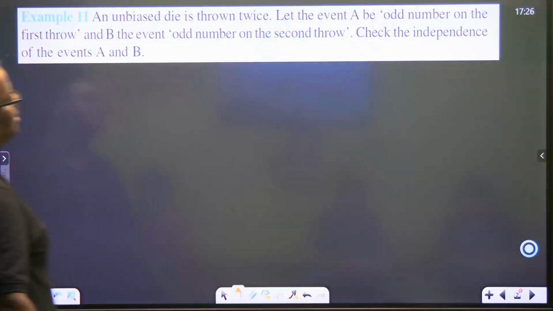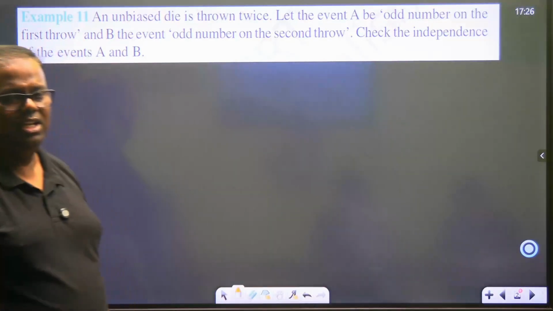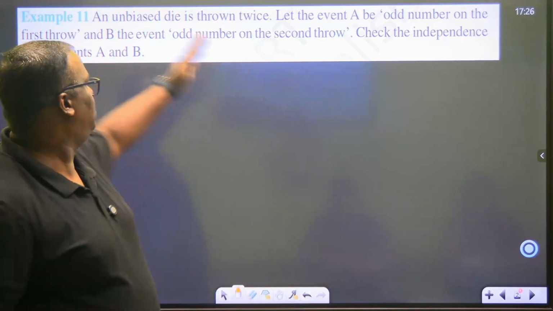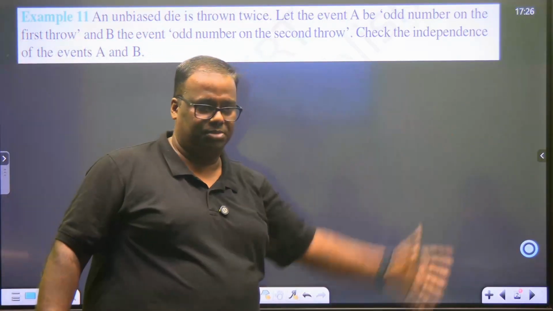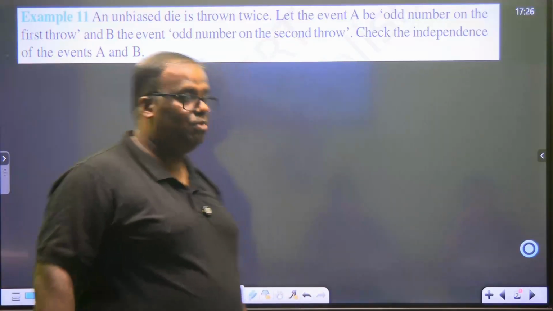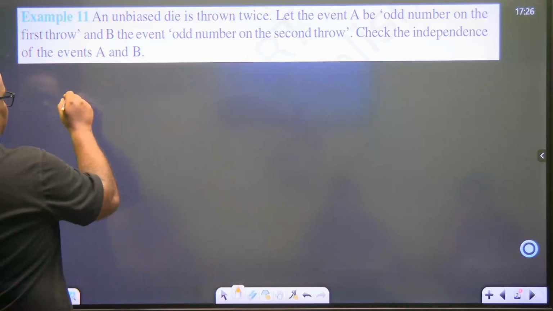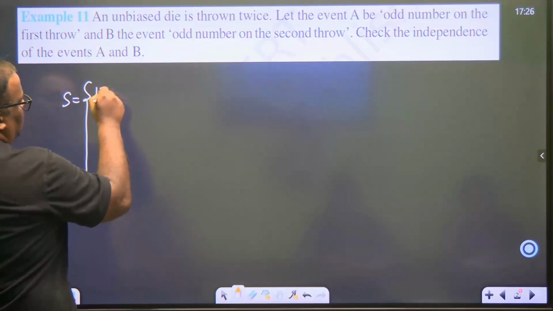An unbiased dice is thrown twice. Dice is thrown twice. So what is the condition? 36 is our sample space. Let A be odd number on the first throw, B be odd number on the second throw. Odd number on the first throw, B be. Check the independence. So what we do first, let's formulate our sample space, and we are doing it in a kiddo manner so that we don't make any mistake.